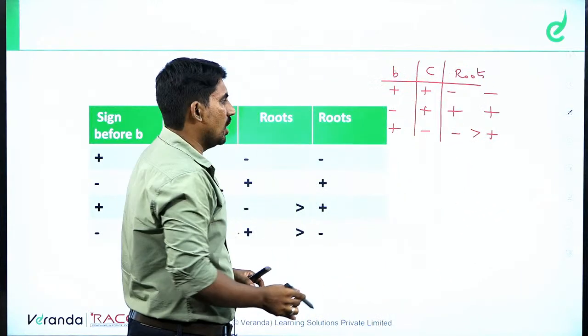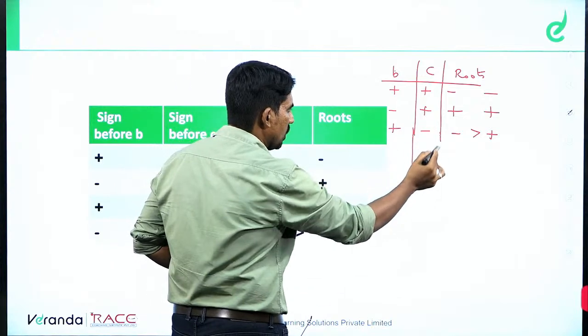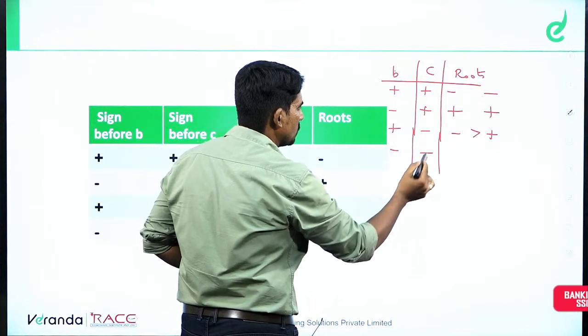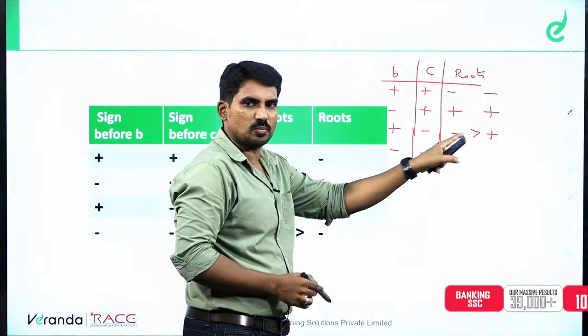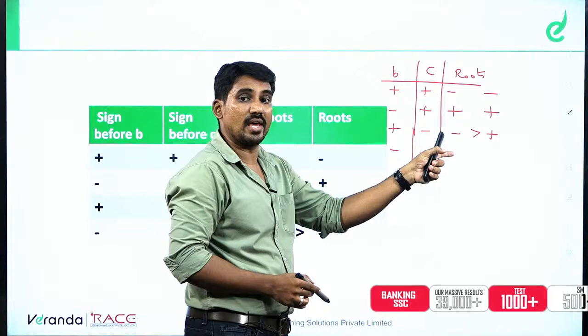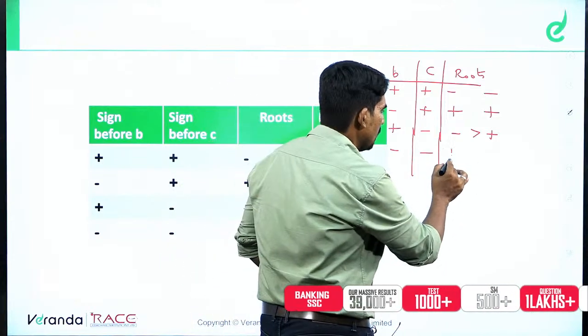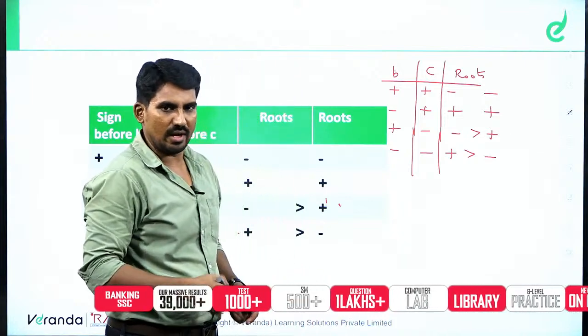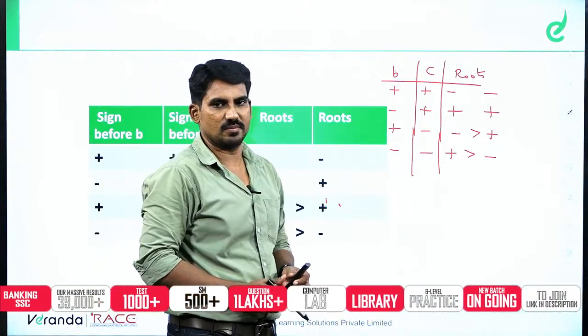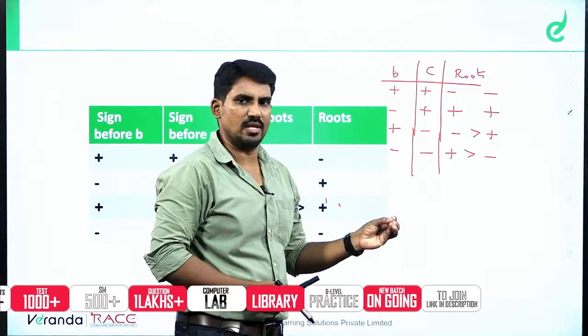Clear? Now the last combination. What is the last combination? Before B also minus, before C is also minus. Now see the third line, minus plus we have taken. Therefore you take plus minus. Plus minus. Therefore plus is greater. Greater number plus, smaller number minus. That's all. This table we can draw easily.